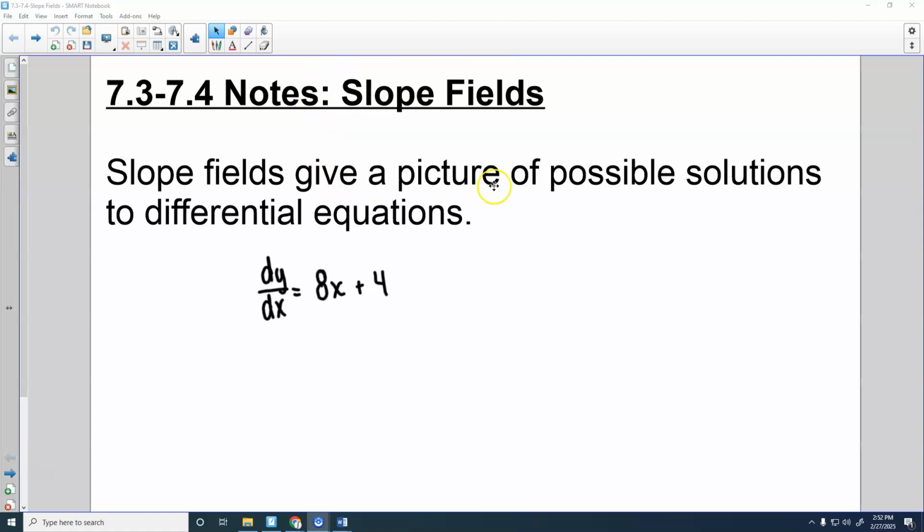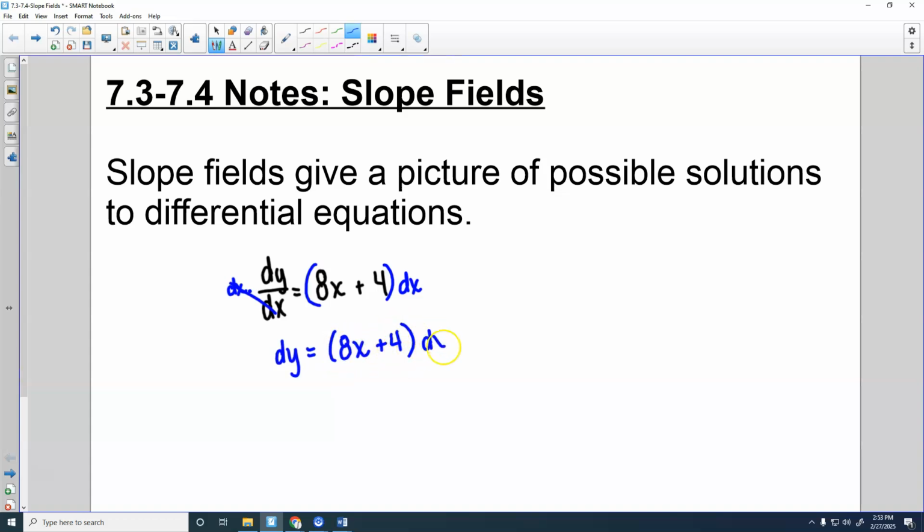For slope fields, if I have a differential equation, dy over dx equals 8x plus 4, this is one of our super simple differential equations that we already know how to solve. What we would do is multiply by dx to get it on the other side. So we'd have dy equals 8x plus 4 dx, and I would integrate both sides.